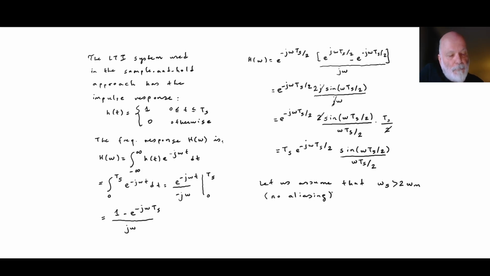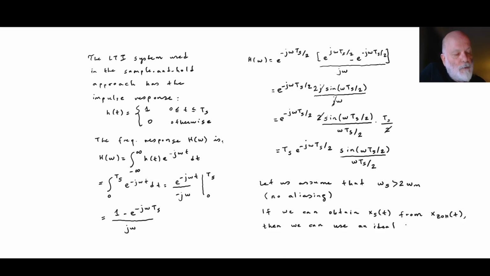So, if we can obtain xs of t from xZOH of t, then we can use an ideal low-pass filter with cutoff frequency omega c equal to omega s over 2 to retrieve x of t. Okay, how can we do this?